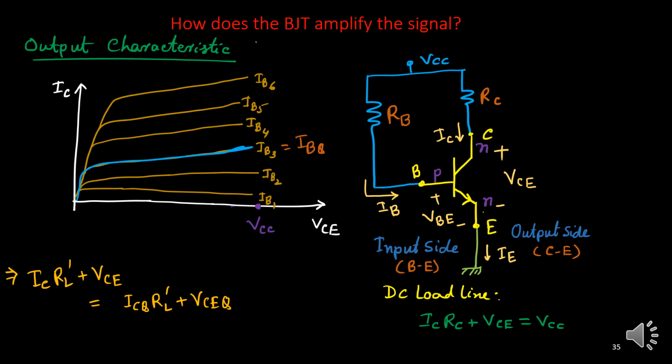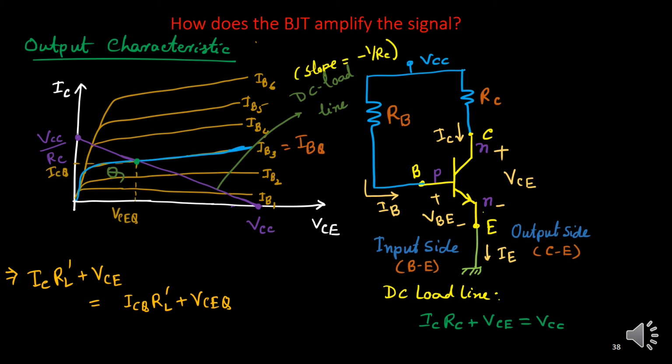So if I plot this, when IC equals 0, VCE equals VCC, which is this point. To get one more point on the other axis, I replace VCE equals 0, so I get IC equals VCC by RC. Now I join these two points. This is the DC load line, and it intersects the blue line. So we get the operating point Q, where this is ICQ and this is VCEQ.